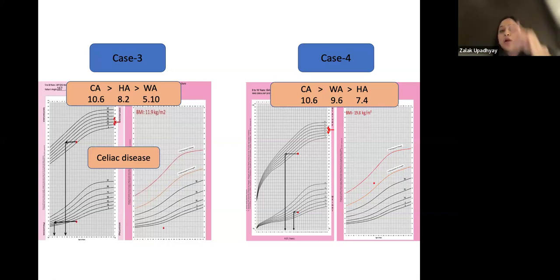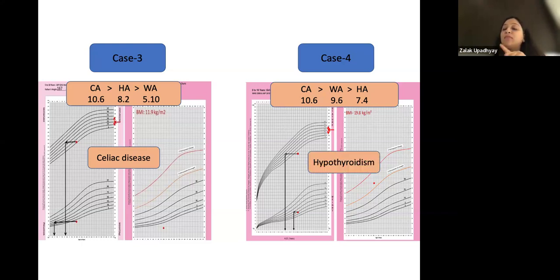Any child with short stature, pallor, not improving with iron, poor appetite, abdominal complaint, you have to screen for celiac disease. And remember, for celiac, it is total IgA and anti-TTG IgA, not directly anti-TTG IgA. They may have IgA deficiency. So, total IgA, anti-TTG IgA. If they are IgA deficient, anti-TTG IgG. So, celiac disease screening is a must.